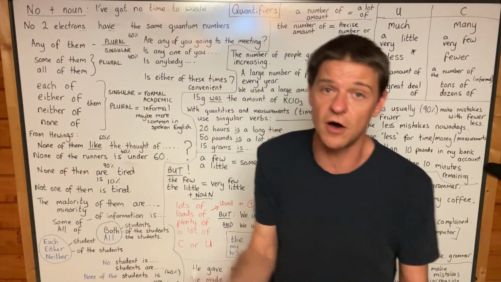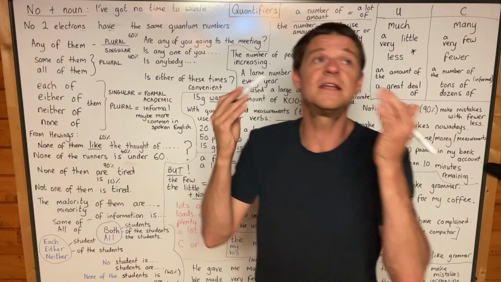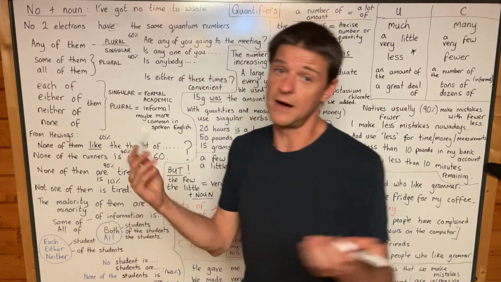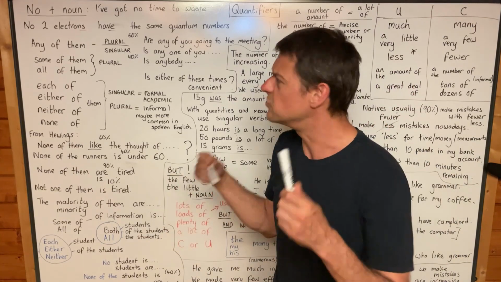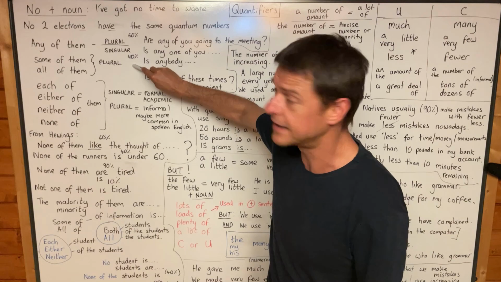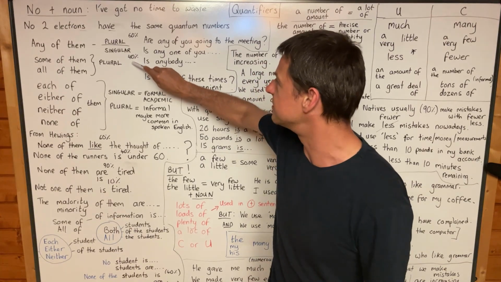Any of the students are. Are any of the students coming to the class? Yeah, are any of them coming? And not is any of them coming? Not so often anyway. But you do still see is any of them coming? And so let's put that as 40%.